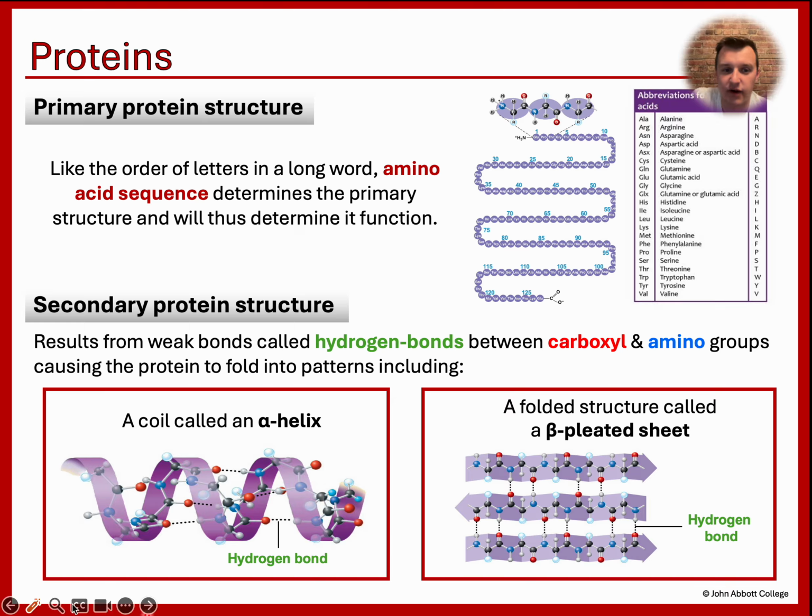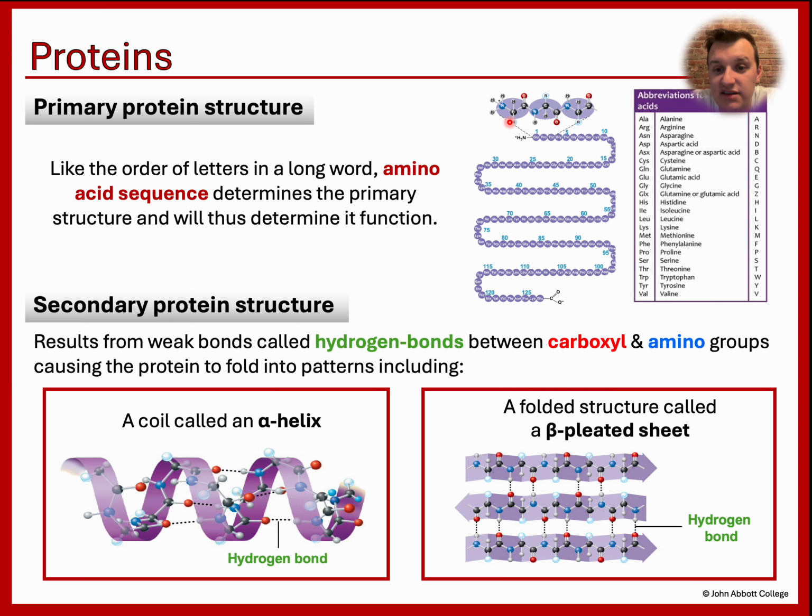So I want to go through these one at a time. The primary protein structure is like the order of letters in a long word. So amino acid sequences will determine the primary structure and will thus determine its function. So here, there's a bunch of abbreviations, right? But this has glycine, proline, threonine, right? There is an order of all of these over here. This protein has 127 maybe amino acids, right?